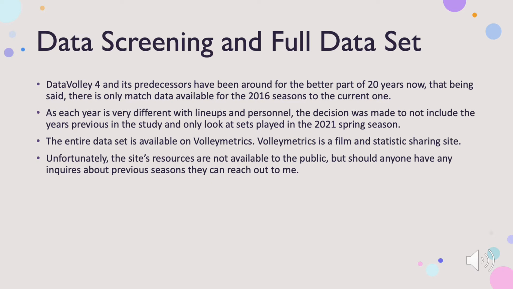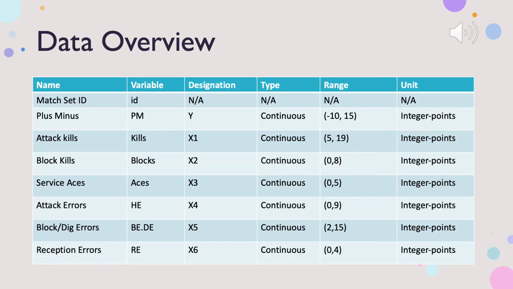The entire dataset is available on Volumetrics. Volumetrics is a film and statistics sharing site available to all levels of volleyball players. Unfortunately, the site's resources are not available to the public, but should anyone have any inquiries, please feel free to reach out to me. We have 8 different data points, as you can see.